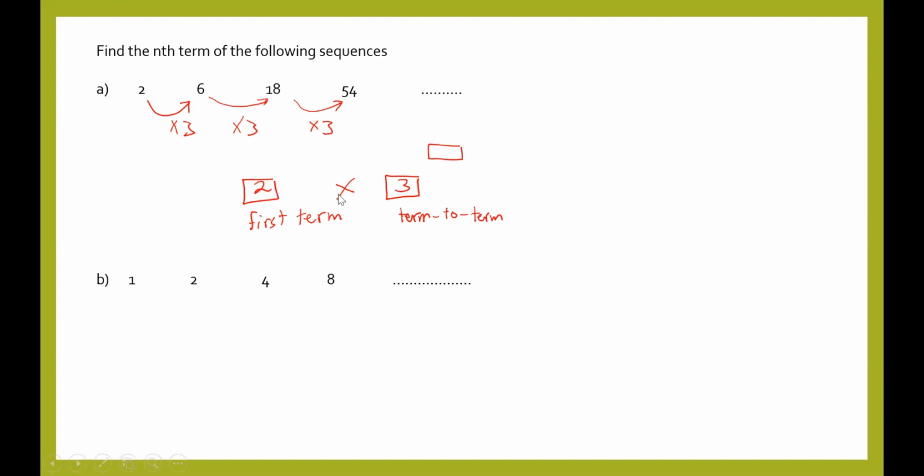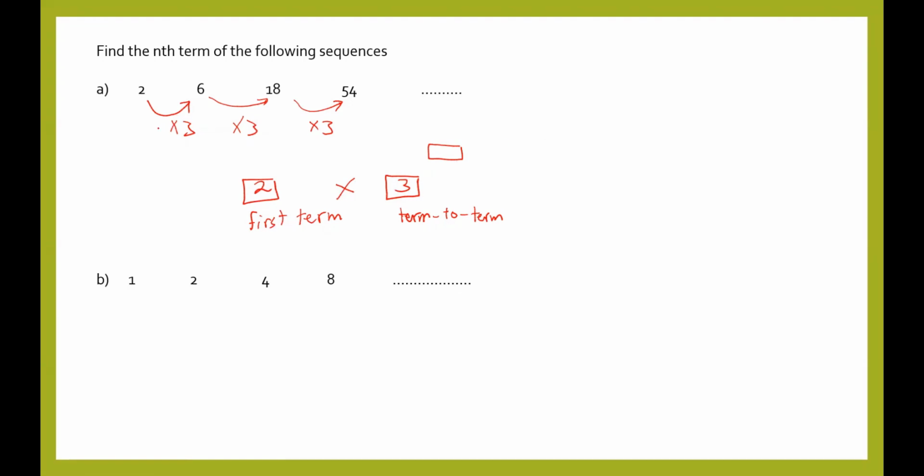2 times 3 power what equals 2? 2 times 3 power what equals 6? 2 times 3 power what equals 18, and so on. If we go to the first one, it's 2 times 3 power what equals 2. It means the 3 has been removed. When would the 3 be removed? When it has power 0.